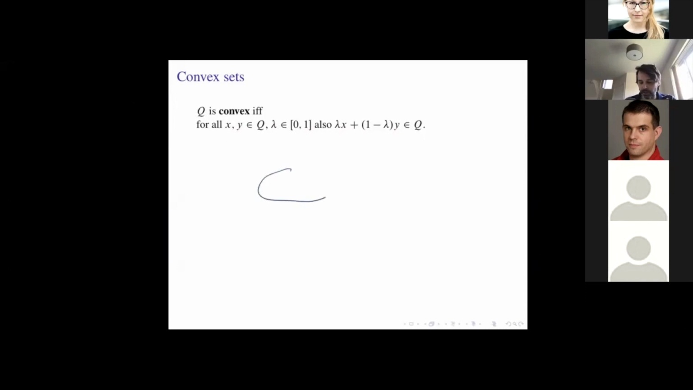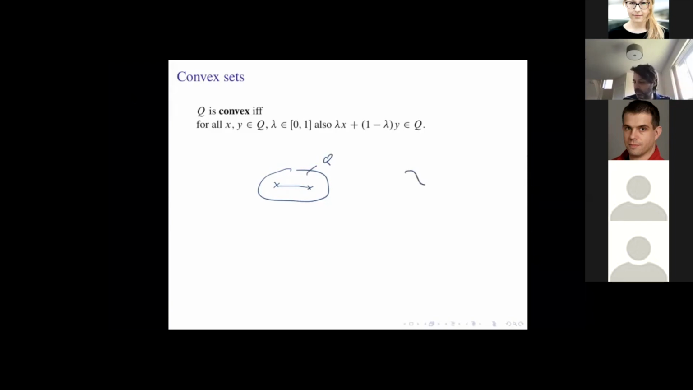visualize that. Say we take a circle, okay, not really a circle. We take 2 points in it. What this is saying is that the line between these 2 points has to lie in the set. So this here would be Q. So this would be a convex set.